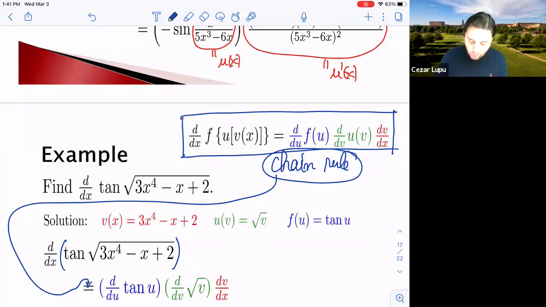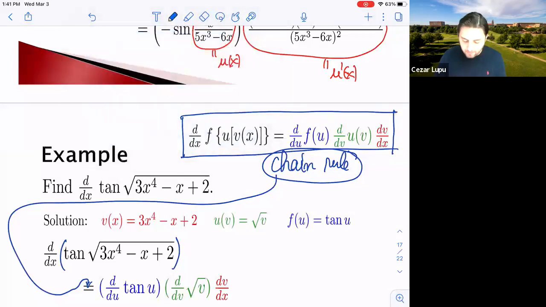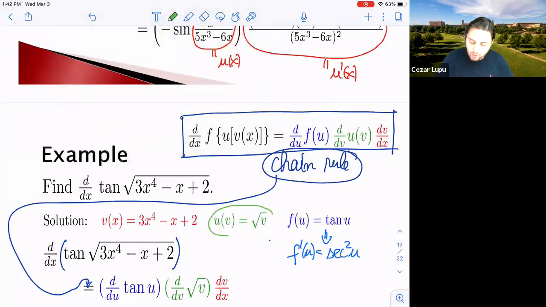So let's write each and every one of them right here. First of all, what is F prime of u? What is the derivative of tangent? Is secant squared. All right, now let's see this other one. What is the derivative of this? We have previously seen u prime of v. What is the derivative of square root of v?